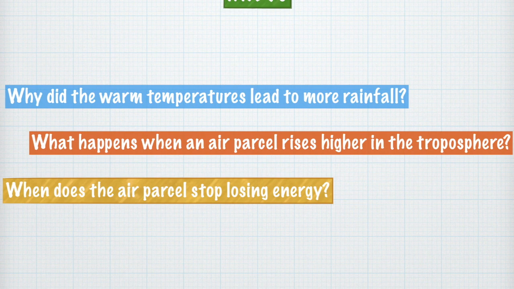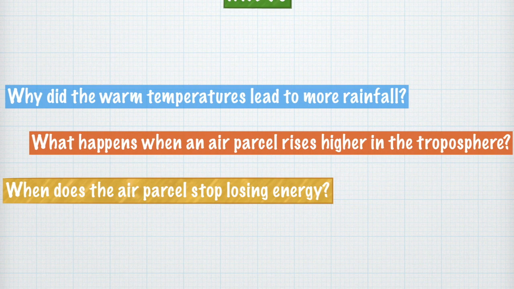Warmer air means more evaporation and more water vapor in a parcel. So warmer air parcels also rise higher in the troposphere, so they lose more energy and cool more. So we have warmer temperatures, right? If it's warming up the water vapor to a higher temperature, that means it would have to go to a higher level in the troposphere, which kind of leads us into the second question.